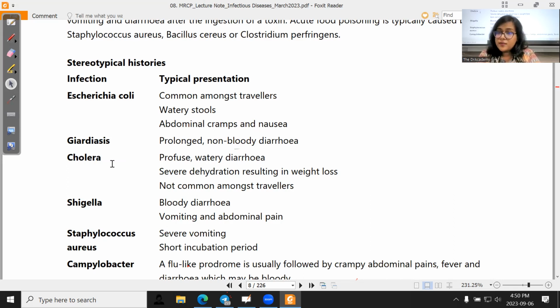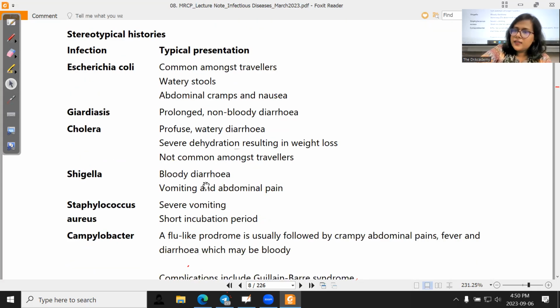And also hypoglycemia can occur in this cholera infection. Shigella is an invasive condition. That's why bloody diarrhea will happen here along with the vomiting and abdominal pain. Not a very common scenario to come in MRCP part 1.